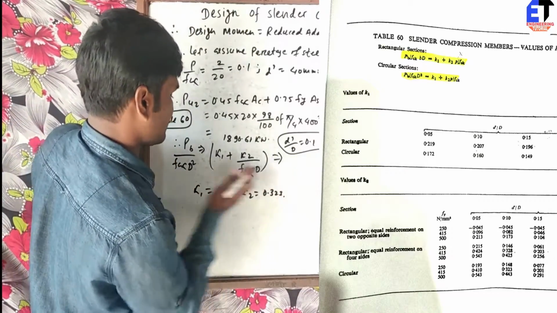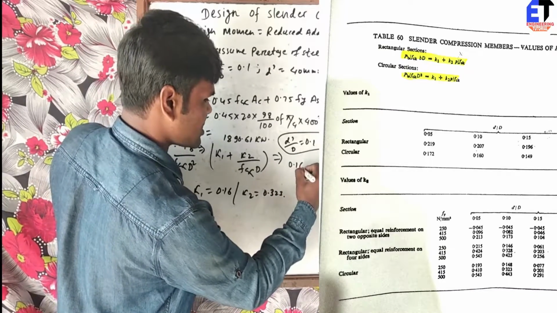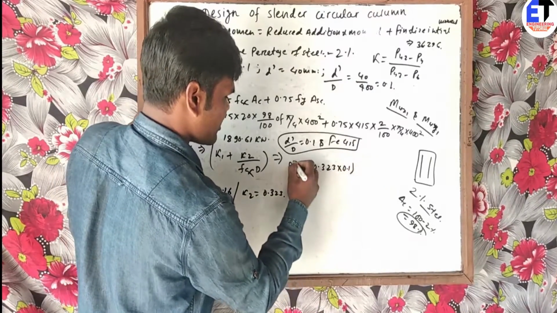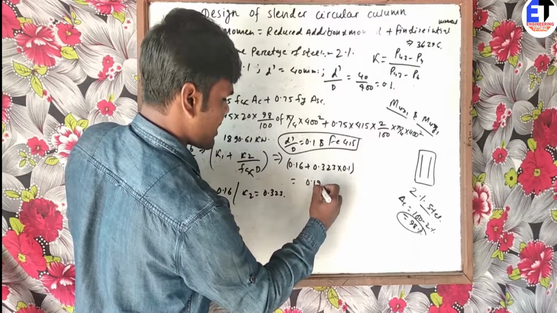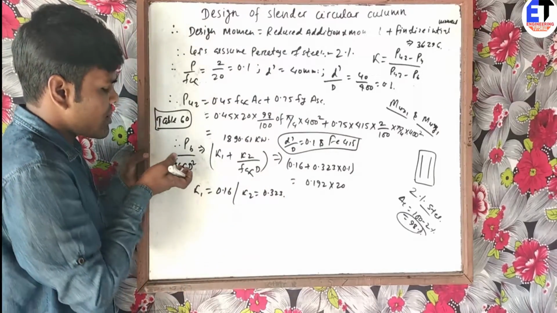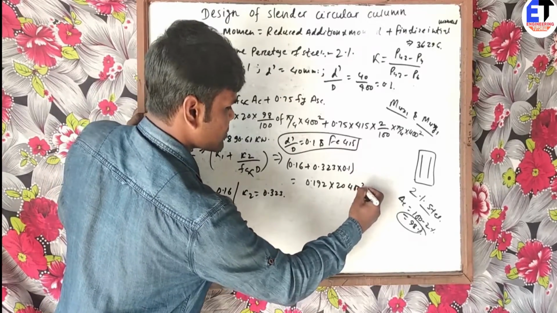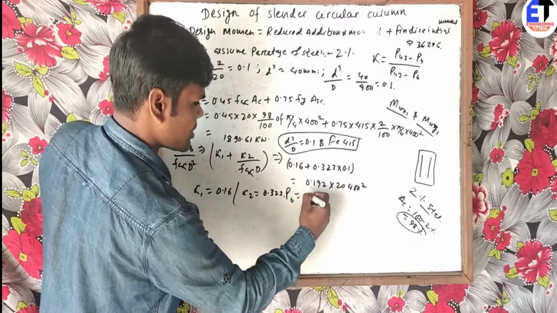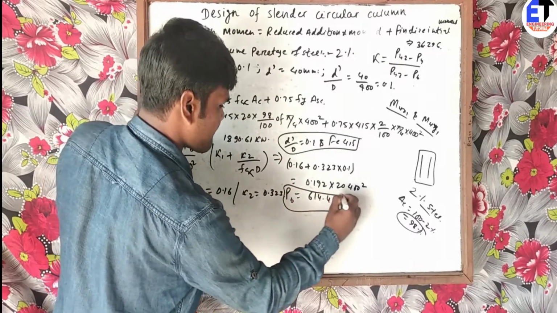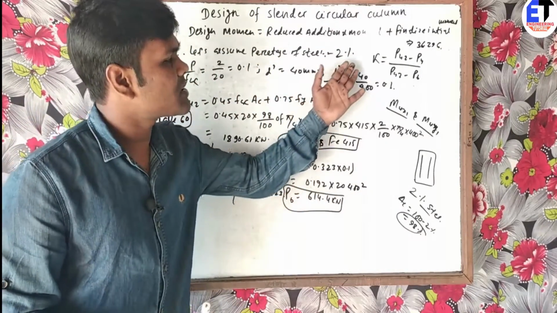Now we are going to put these values here. Our calculation is 0.16 plus 0.323 multiplied by 0.1. This gives the value 0.192, and then fck is 20. Now we multiply this value, 20 into 400 squared, which gives Pb equal to 614.4 kilonewton. So all the values for the expression of k are calculated.